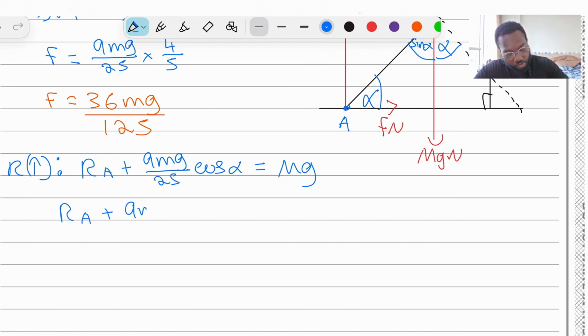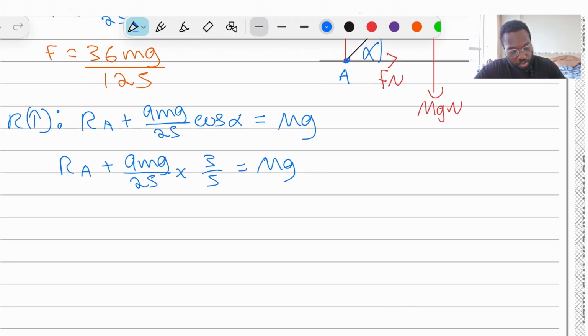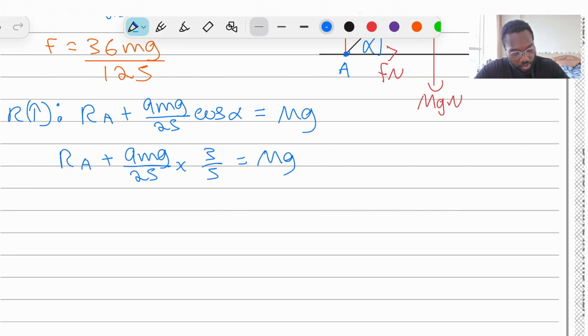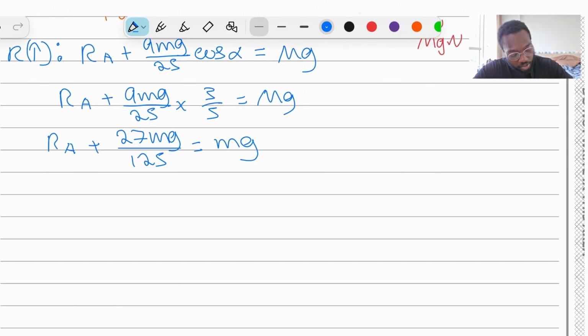That's 9mg over 25, cos alpha is 3 over 5. That's equal to 9/25 mg. And then if we do RA, that is equal to mg minus 27 mg over 125. That's equal to mg. I'm just going to put my mg's as small now, just because I've already made it small anyway. Now we've got this. That means that RA is equal to mg minus 27mg over 125.